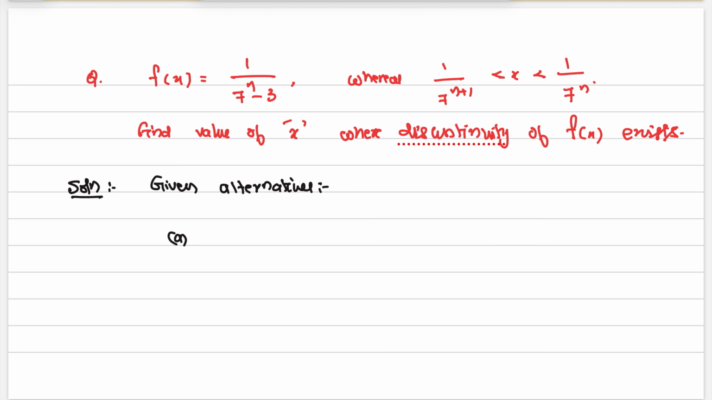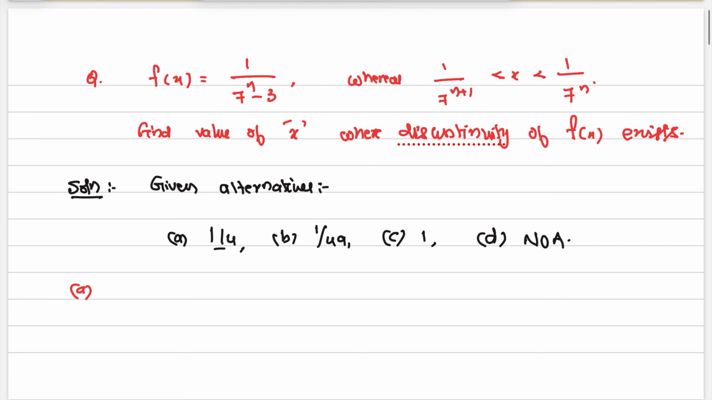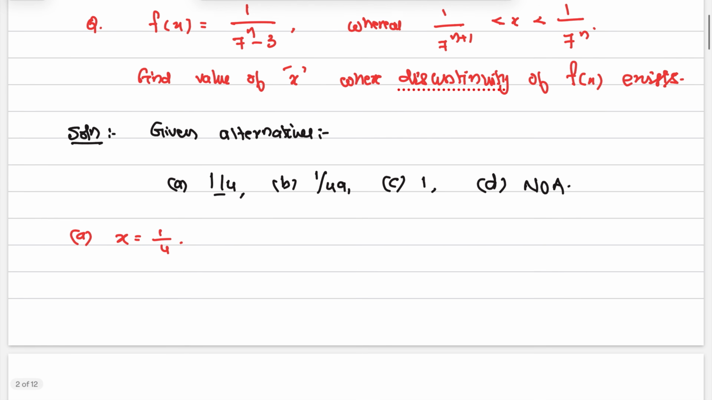A is 1 by 4. B is 1 by 49. C is 1. And D is none of the above. Now, let us take case A. Here x is equal to 1 by 4. Let's apply this value to the equations given and let us see what happens.